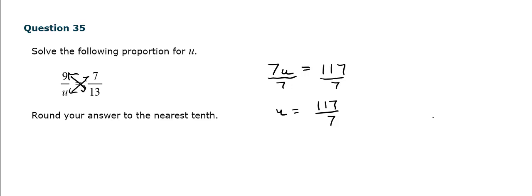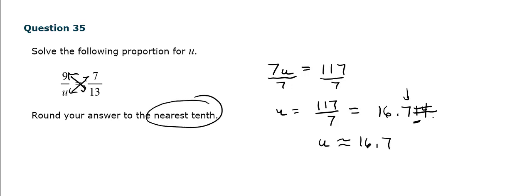So the directions say round your answer to the nearest tenth, which means it wants us to change this fraction to a decimal. So on your calculator, you divide 117 by 7, and this would give you 16.714. So I go at least 2 places past because we're rounding to the tenths place. So I look at the hundredths place. Since this is less than 5, I just drop the last 2 decimals, and u would be approximately 16.7. And again, that's rounded to the nearest tenth.